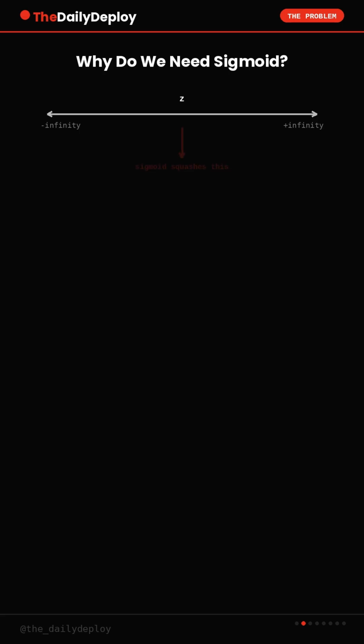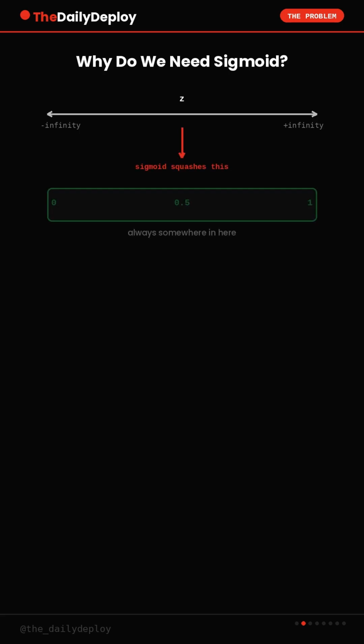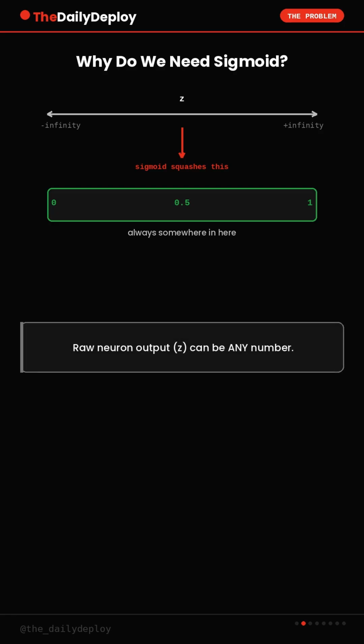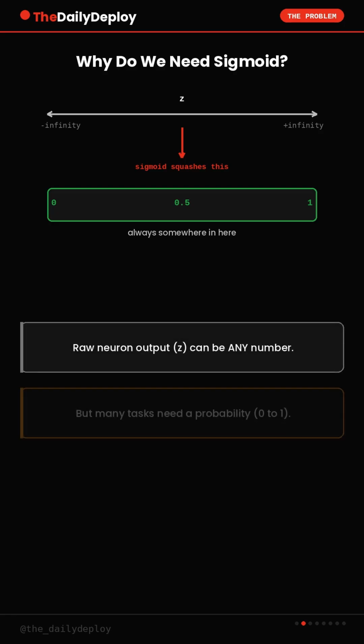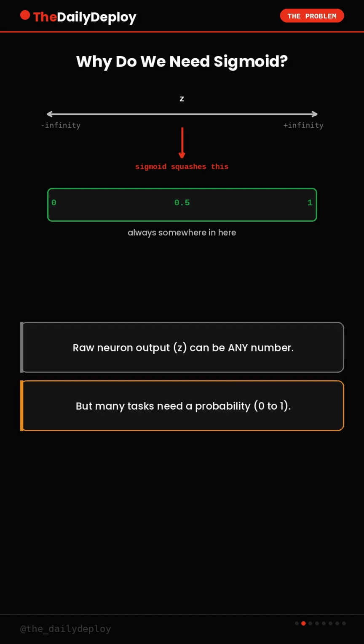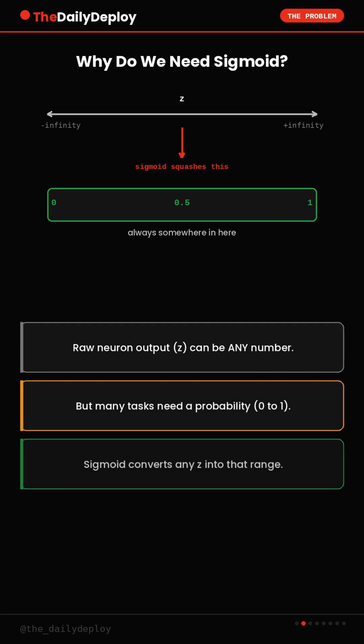Inside every neuron, we first calculate a value called z. This value can be anything from a very large negative number to a very large positive number. But in many tasks, especially binary classification, we don't want any random number. We want a probability between 0 and 1. That's exactly what sigmoid gives us.